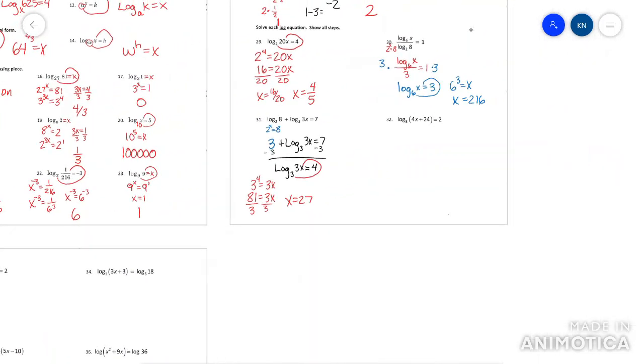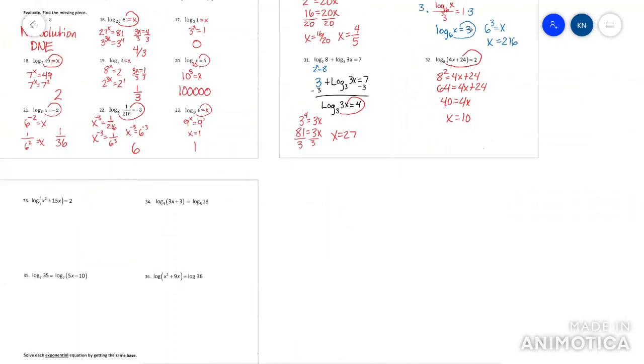Okay, this next one. You have log equal number. So you're ready to go ahead and snail. So it's like you have 8 squared equals 4x plus 24. Change 8 squared to be 64. Subtract 24. Divide by 4.